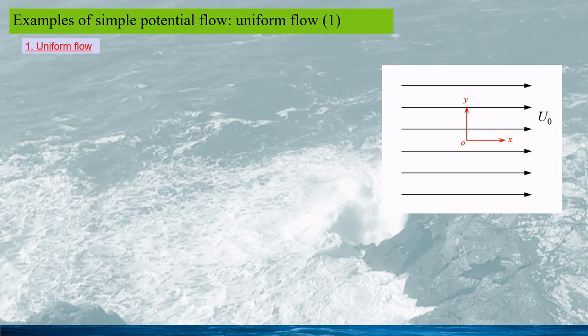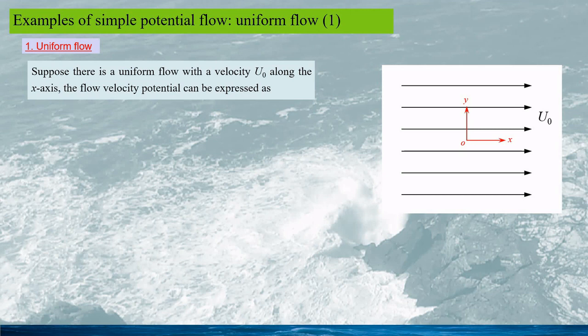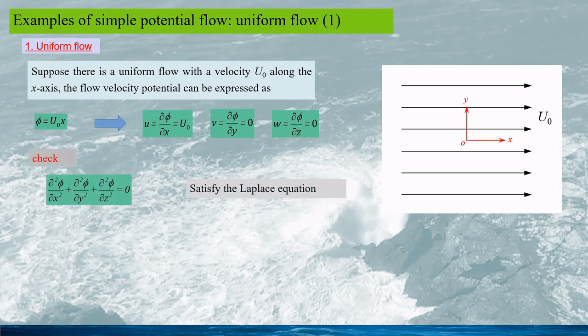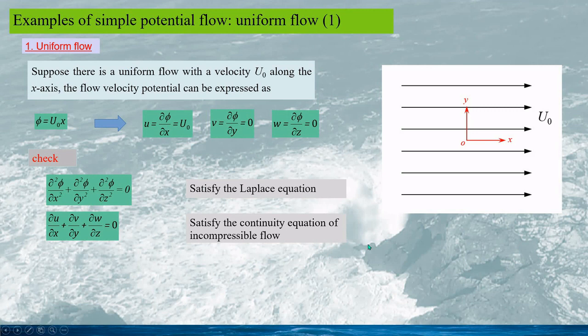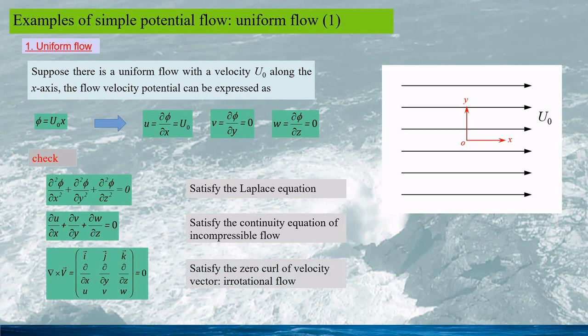A uniform flow might be the simplest flow, yet a very important flow for studying potential flow. The velocity potential function of such a uniform flow is very simple, given as phi equals u0 x, and the corresponding velocity components are calculated as this. We can easily check the flow satisfies Laplace equation, satisfies the continuity equation of the incompressible flow. The uniform flow satisfies the zero curl of the velocity vector. All this confirms a uniform flow is a potential flow.